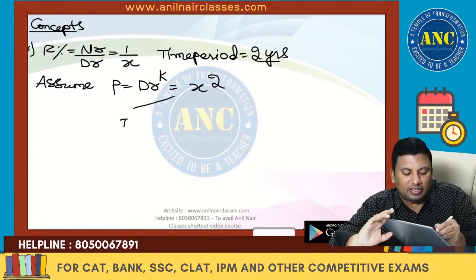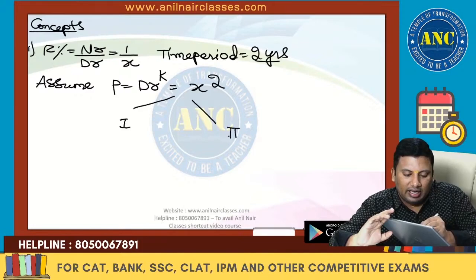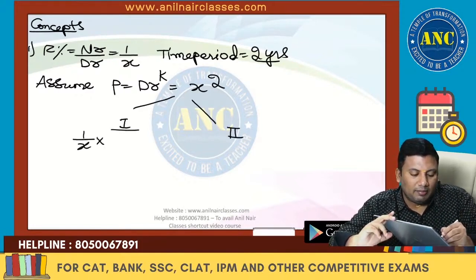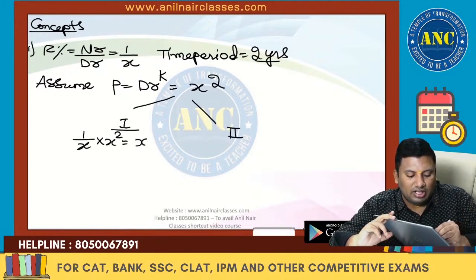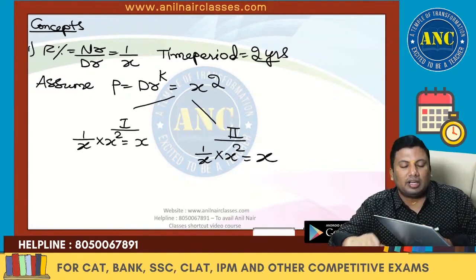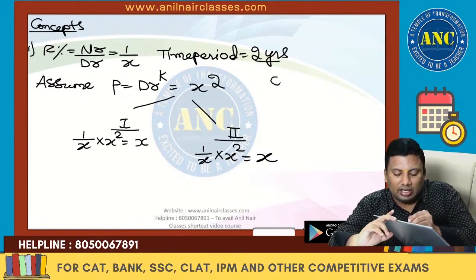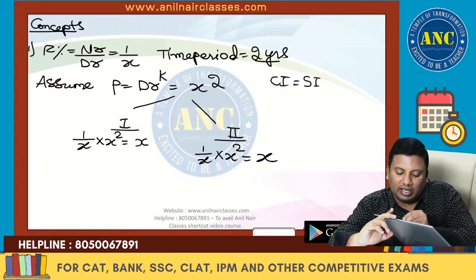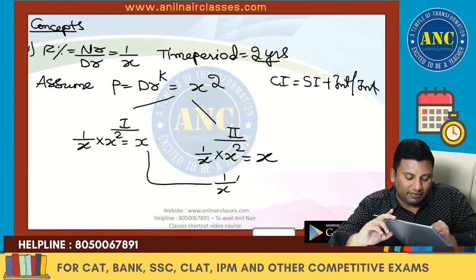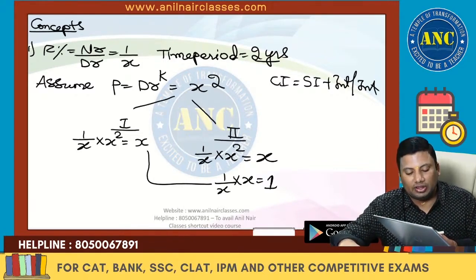So there is first year and there is second year. First year interest is nothing but 1 by x into x square, which is nothing but x. SI for first year and second year it will be same, which is nothing but x. CI it is nothing but SI plus interest on interest. 1 by x of x, interest on interest is nothing but 1.